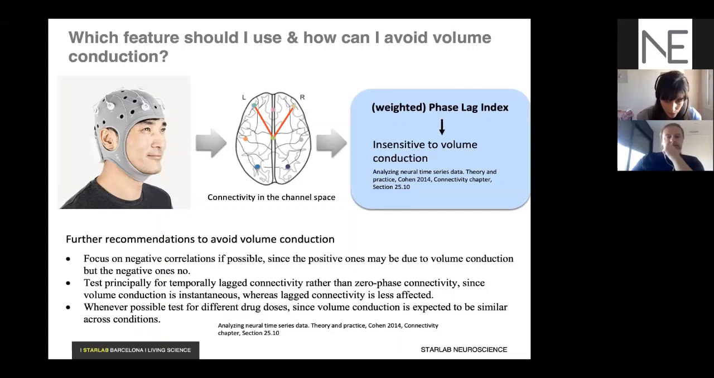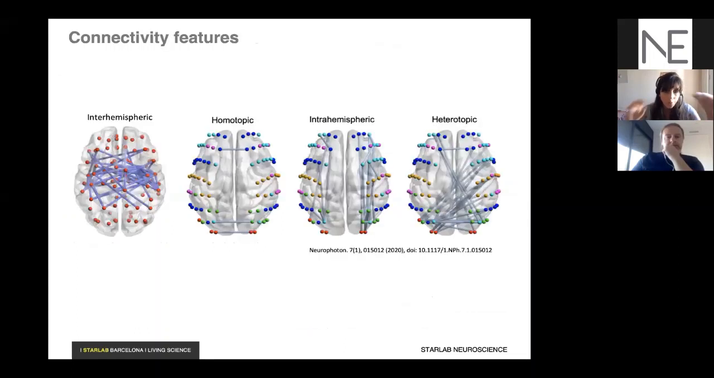And then once you have estimated your connectivity, you can extract some features. I'm presenting here some possibilities. So you can have the interhemispheric connectivity. You can have a connectivity which is called homotopic, which would be the connectivity between the same channels that would correspond to one hemisphere and to the other hemisphere. For example, that would be C3 with C4, or that would be P7 with P8, etc.